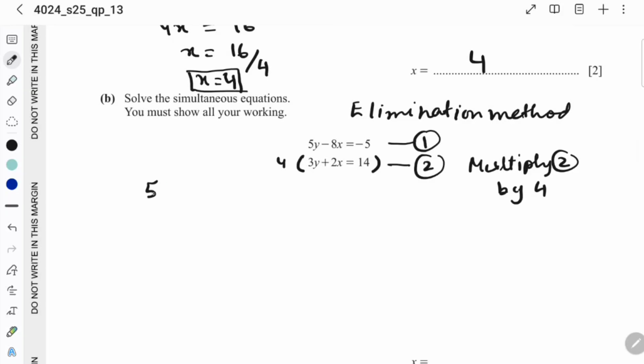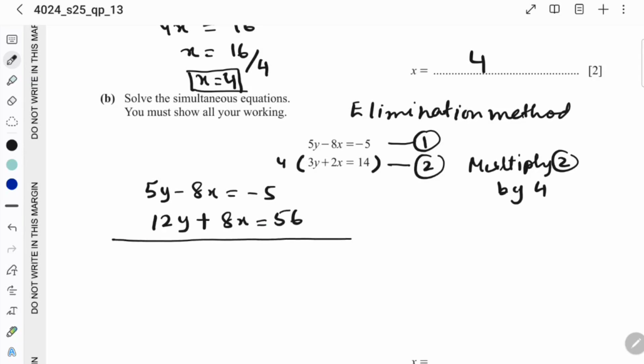So we have 5y minus 8x is equal to minus 5. Now I'm just multiplying. 4 3s are 12, 4 2s are 8, and 4 times 14 is 56. So now this is 12y plus 8x equals 56. Now add everything. 5y plus 12y is 17y, and minus 8x and plus 8x will be 0. Minus 5 and 56 is 51, and we know that 17 times 3 is 51.